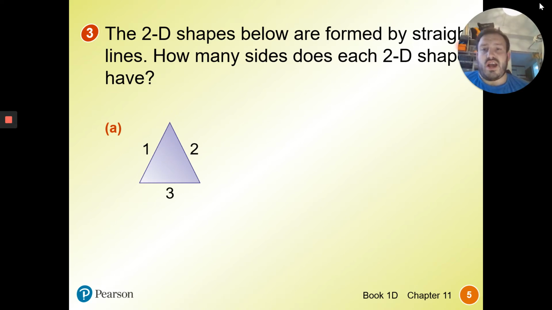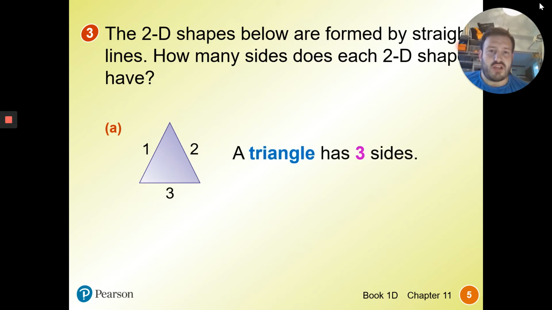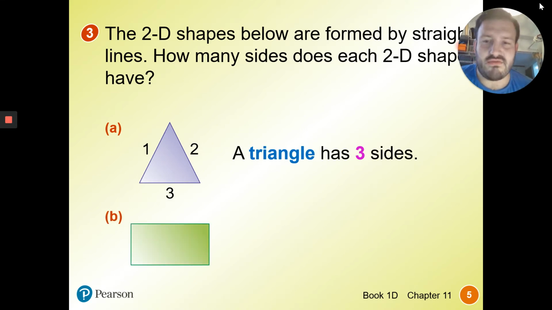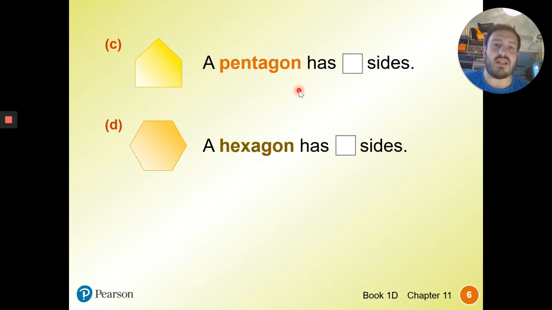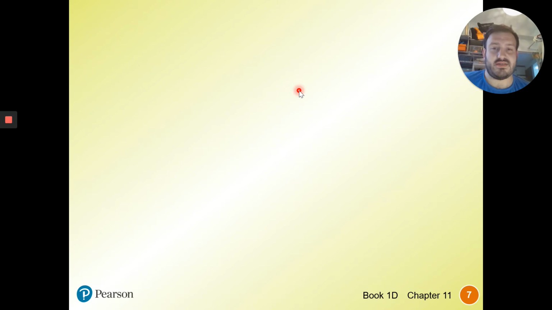So we have 1, 2, 3. A triangle has 3 sides. A rectangle has 4 sides, or a quadrilateral. I know I've asked some of you already. So a quadrilateral is a shape which has four sides. A pentagon has 5. You can guess now that we're going up by 1 each time. So a hexagon is 6.